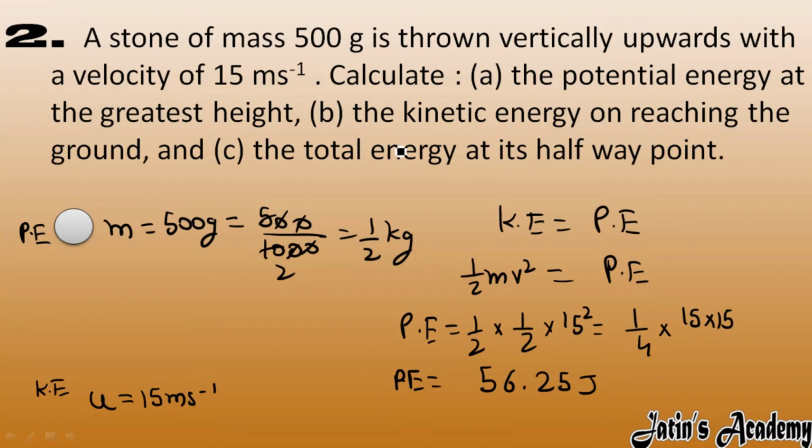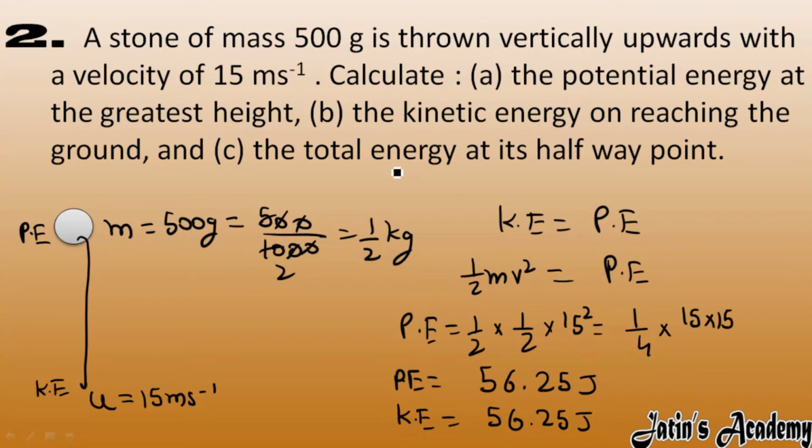Now next we have the kinetic energy on reaching the ground. Carefully see, when the ball again moves in the downward direction, the whole potential energy is converted again into kinetic energy. So at the lowest point before touching the ground, complete potential energy is converted into kinetic energy. So at the lowest point, according to the conservation of energy, kinetic energy is the same, that is 56.25 joule.